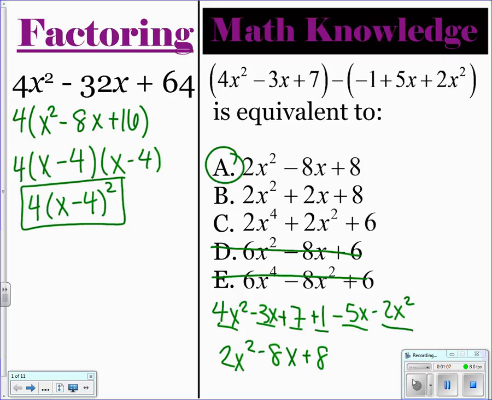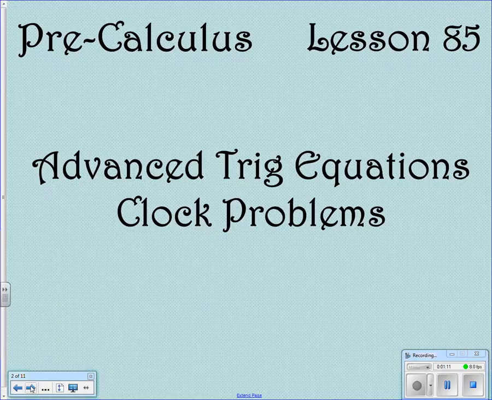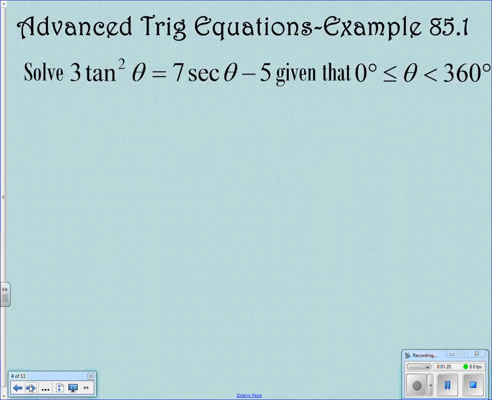Okay? Now for lesson 85, we're looking at advanced trig equations, and then we're going to also look at clock problems. Okay, so hopefully you'll understand the advanced trig equations and the clock problems after this lesson. So we want to solve this. 3 tangent squared of theta minus 7 secant of theta minus 5.